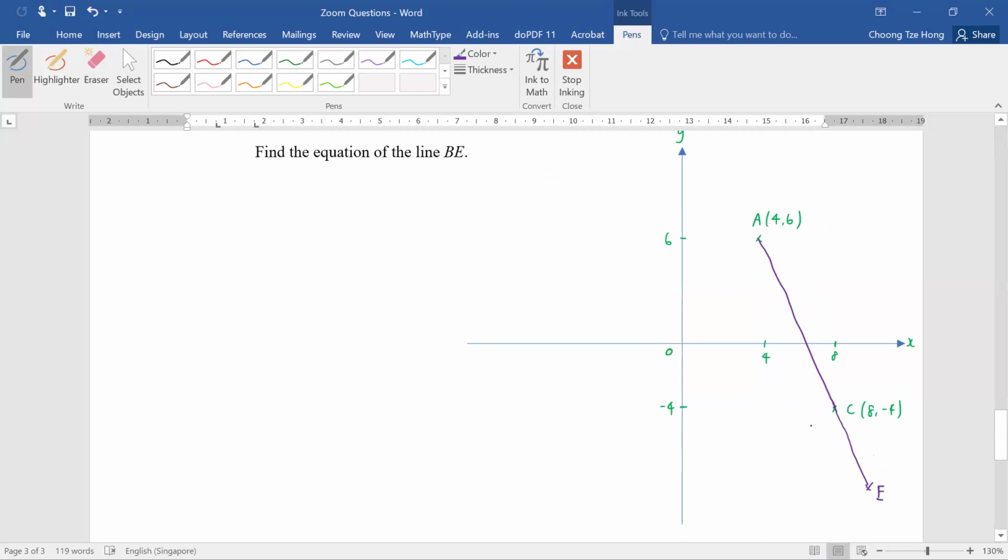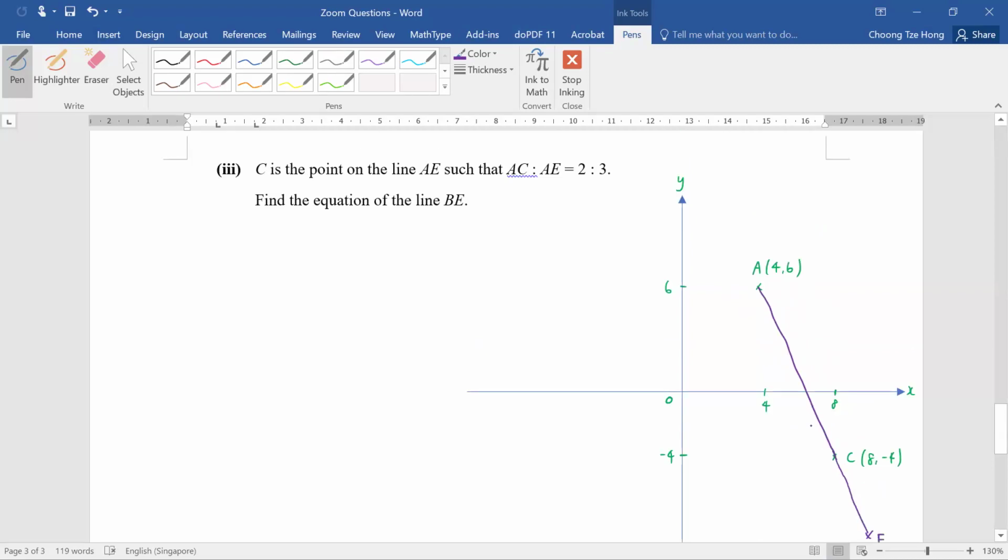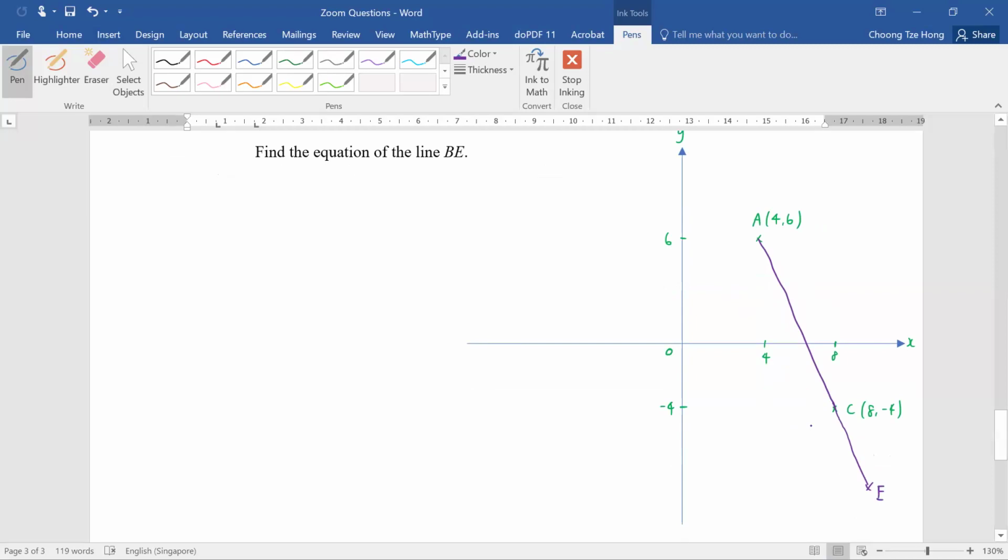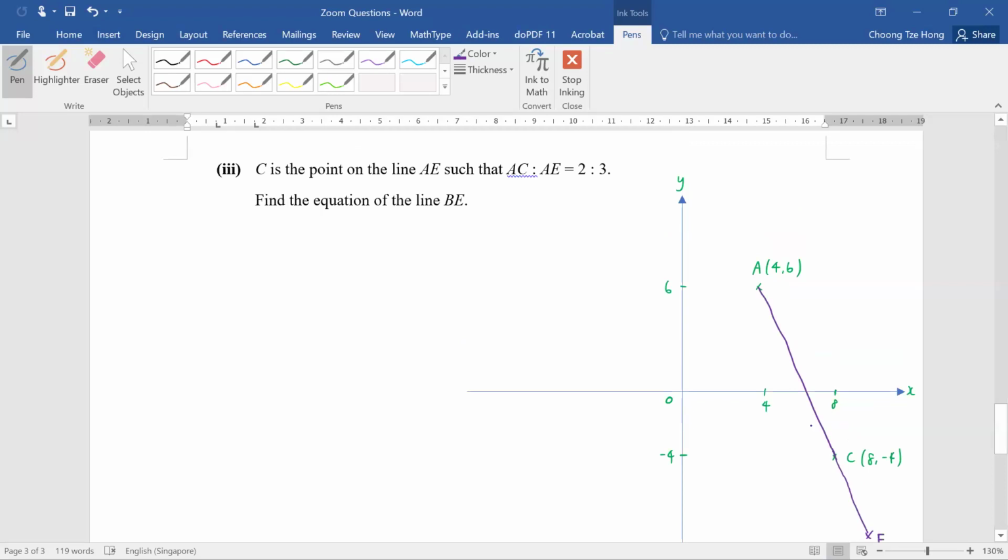Okay, so now what we need to do, they want us to find the equation of the line BE, right? So we know the coordinates of B already. Okay, so now if we know the coordinates of E, then we will be able to find the gradient of BE, and then from there we can find the equation easily. Okay, so our immediate aim will be to find the coordinates of point E. Okay, so what is the info given to us?